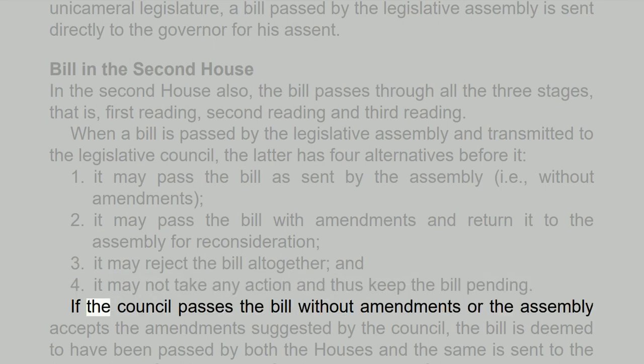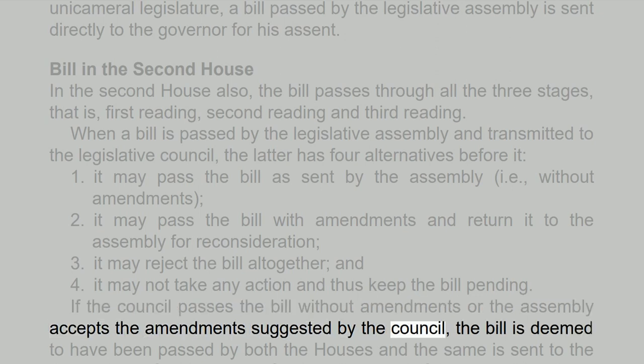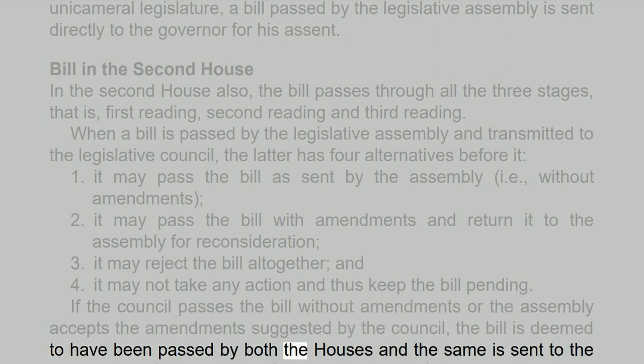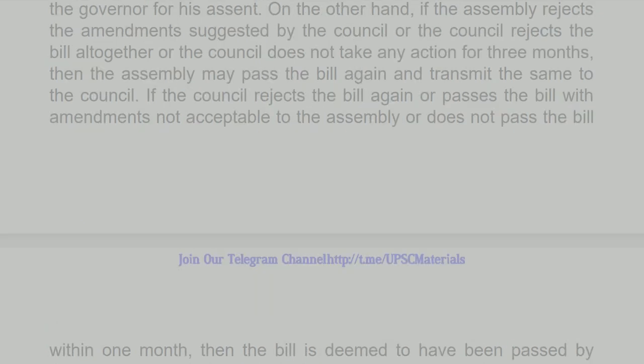If the Council passes the bill without amendments or the Assembly accepts the amendments suggested by the Council, the bill is deemed to have been passed by both the houses and the same is sent to the governor for his assent. On the other hand, if the Assembly rejects the amendments suggested by the Council or the Council rejects the bill altogether or the Council does not take any action for 3 months, then the Assembly may pass the bill again and transmit the same to the Council.